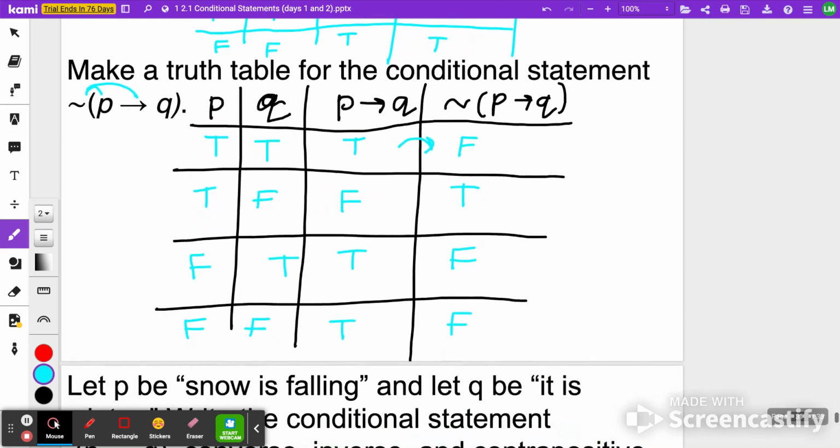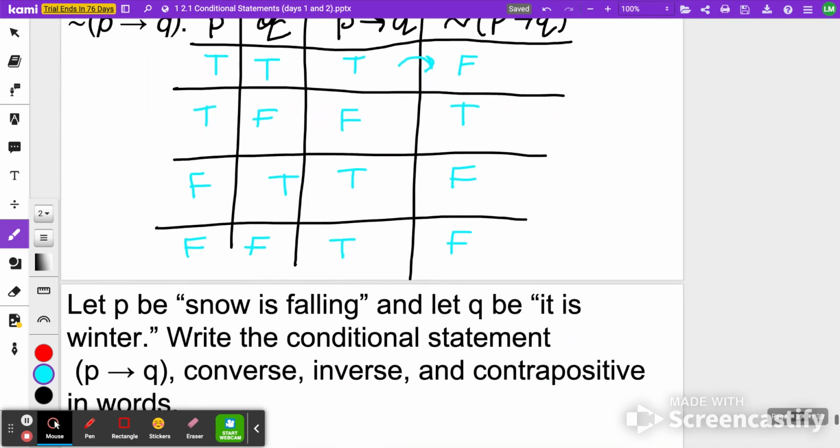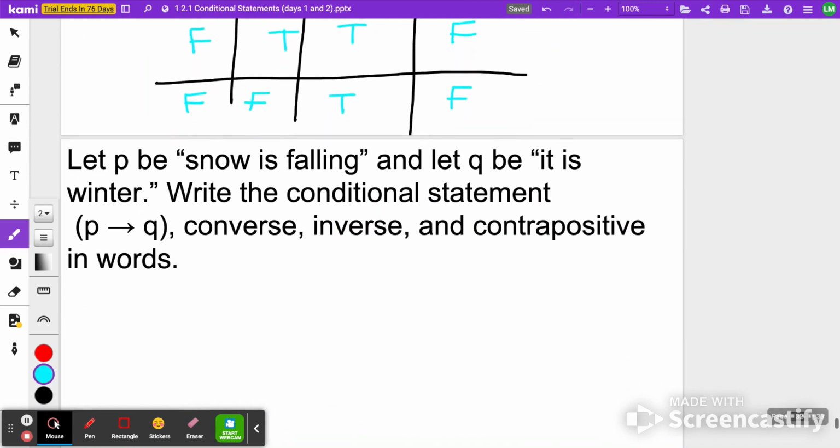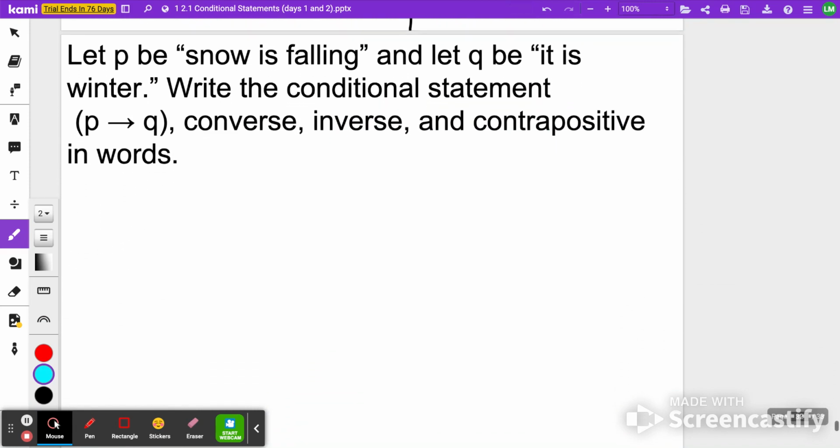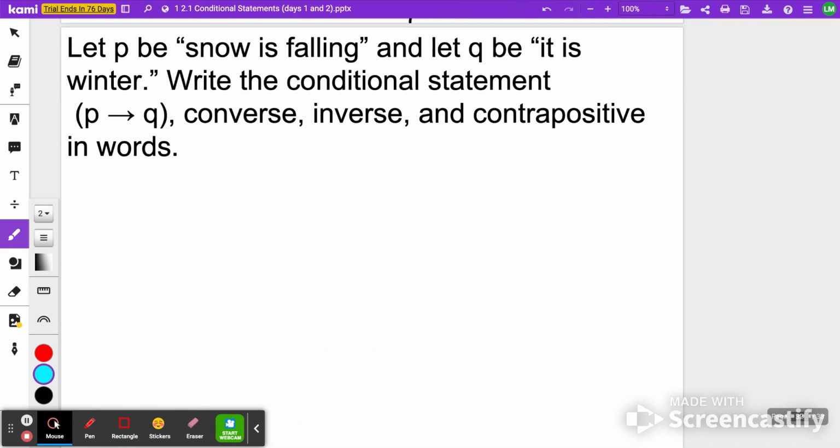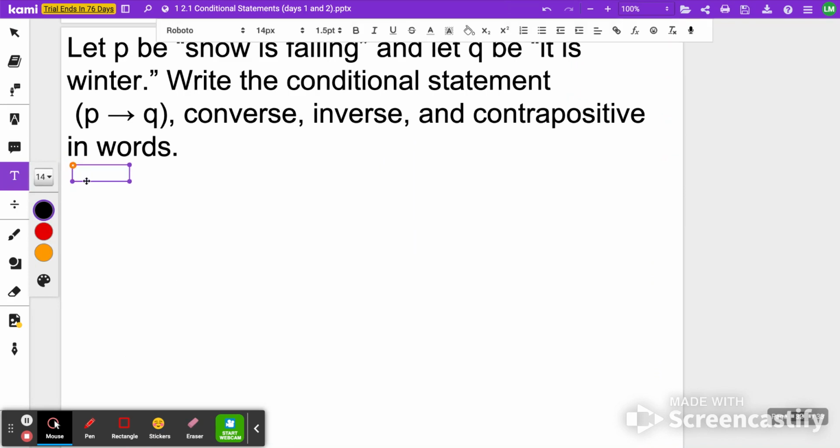Okay? These may still be a little tricky to understand, so what we're going to do is represent each one of these using conditional statements, converse, inverse, and then contrapositive in words. So we're going to type on the screen for these. We're going to start with conditional, which is P to Q. Okay? If snow is falling, then it is winter. Okay, and these are statements that you can use to also maybe understand the truth tables.